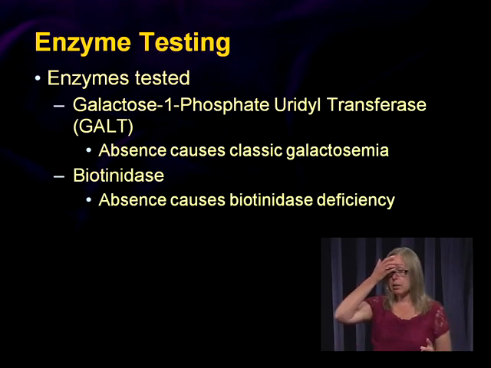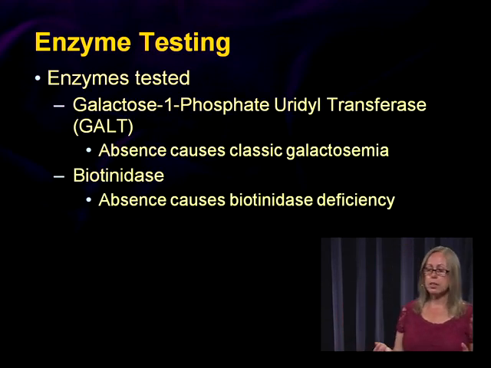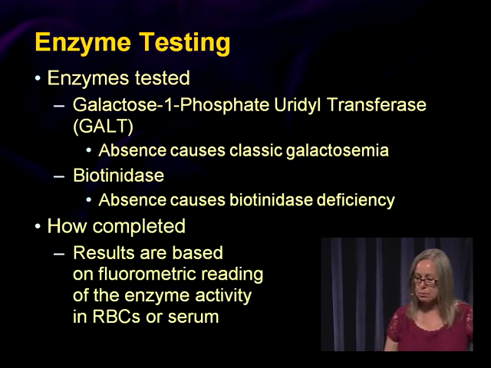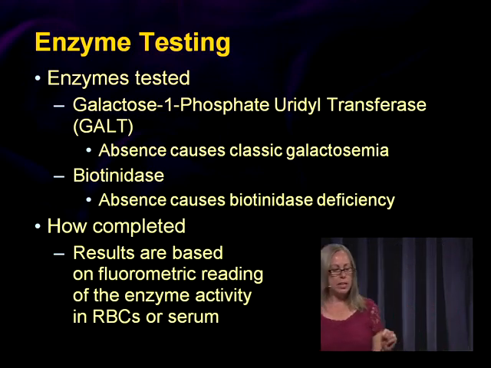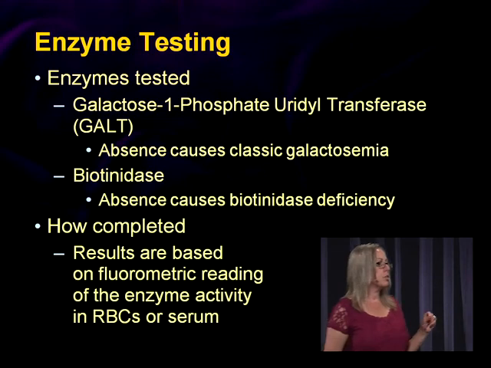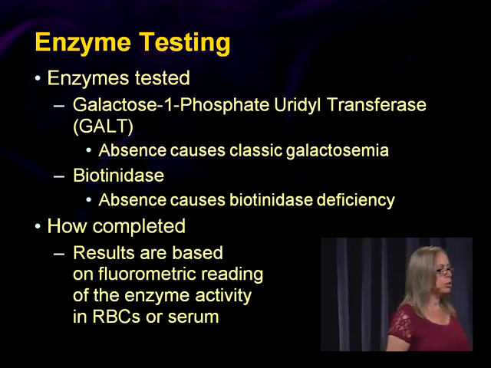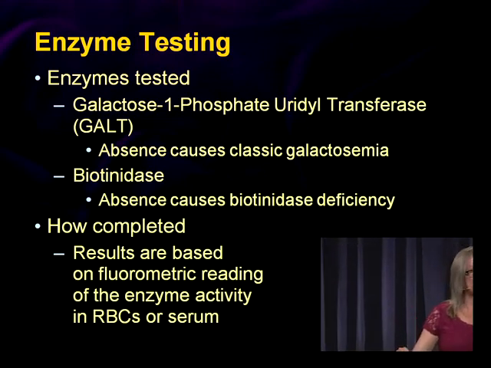All right, so the enzymes that are tested are the GALT enzyme, galactose 1-phosphate uridyl transferase. Absence causes classic galactosemia. Biotinidase enzyme, the absence causes biotinidase deficiency. The results are based on fluorometric reading of the enzyme activity in red blood cells or serum. So if you have had a blood transfusion, it will affect your reading on this particular test.